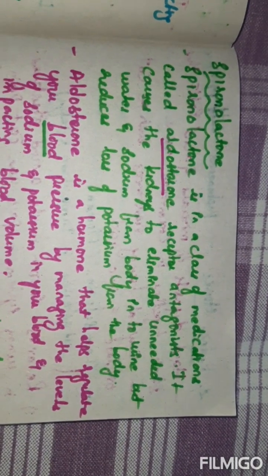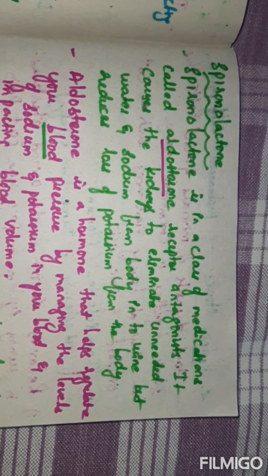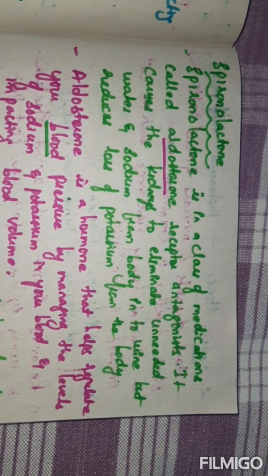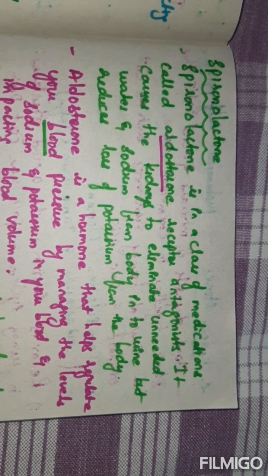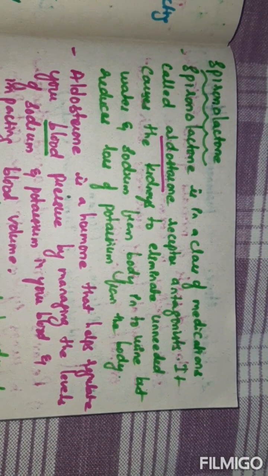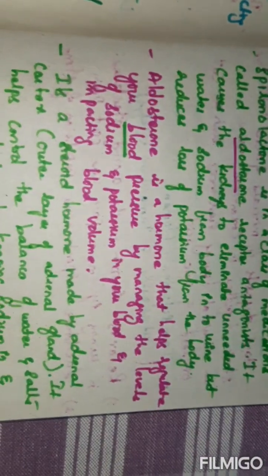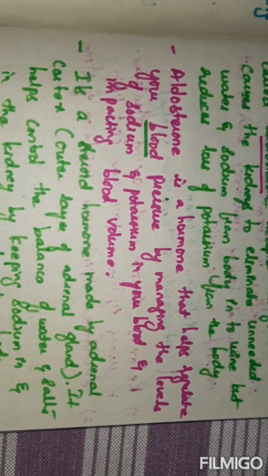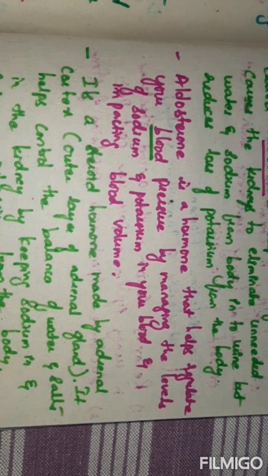Then comes the main drug spironolactone. Spironolactone is in a class of medications called aldosterone receptor antagonists. It causes the kidney to eliminate unneeded water and sodium from the body into urine but reduces loss of potassium from the body. Whereas aldosterone is a hormone that helps regulate your blood pressure by managing the levels of sodium and potassium in your body and impacting the blood volume.